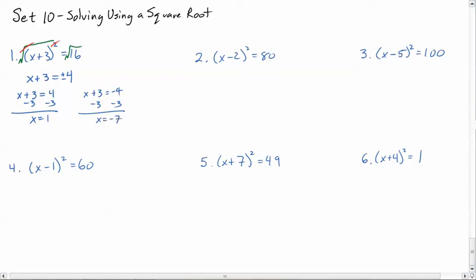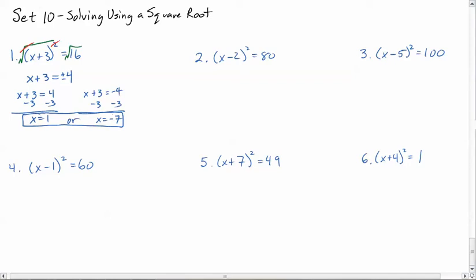x equals negative 7. What students tend to do if they don't break it apart here is they tend to go 4 minus 3, which is 1, and so they end up with plus and minus 1. But the plus 1 works, the minus 1 doesn't. If you put negative 1 in for x, negative 1 plus 3 is 2, and 2 squared is not 16. And so this is what you should end up with, x equals 1 or x equals negative 7.